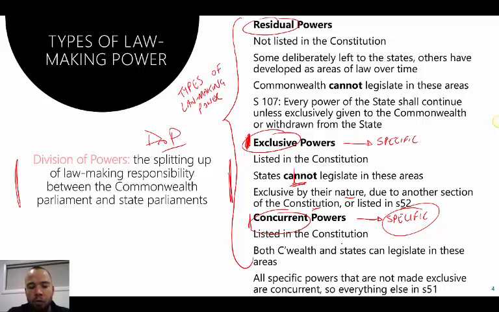Outside of that, we have the final type of lawmaking power, which is residual powers. Residual powers are everything else that's not in the Constitution, so everything that isn't listed in some way, shape or form. All of these are therefore left to the states to do what they want with. Now, as you can see from this dot point here, there were certain things that were deliberately left to the states. One of these was criminal law.